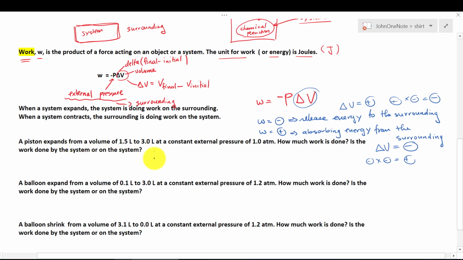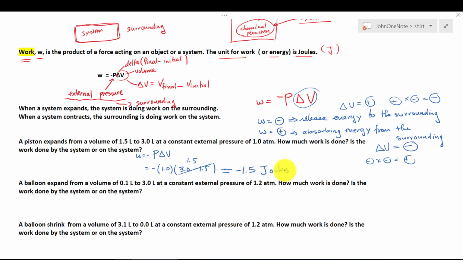Well, first of all, let's plug into the equation. Work is equal to negative P times delta V. And we know negative P stays the same; P is 1.00. And change in V, again, is always final minus initial. So in this case, we have 3.0 minus 1.5, which is equal to 1.5. Plug into a calculator. What is negative times 1 times 1.5? The answer is negative 1.5, and the unit for work is always joules.